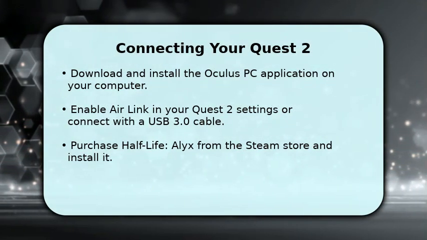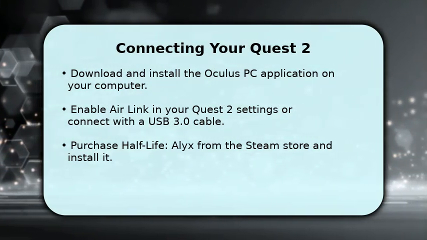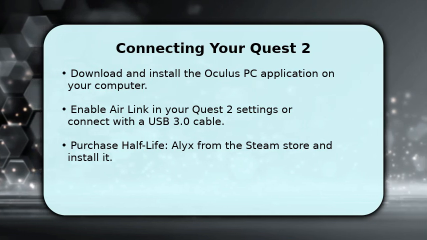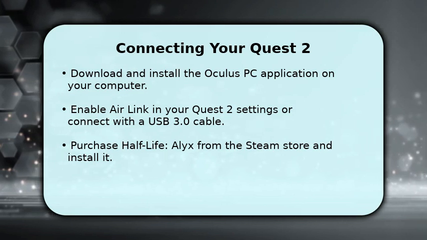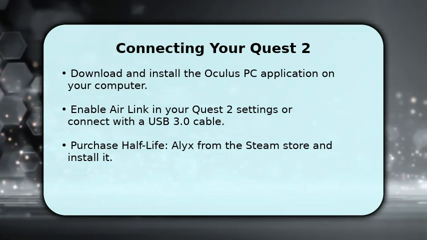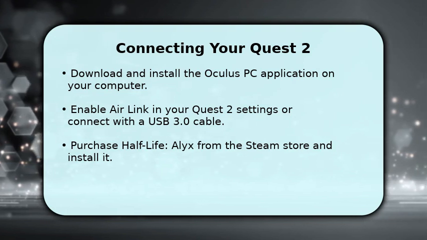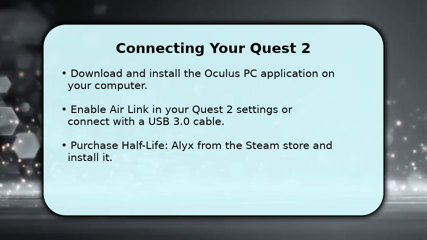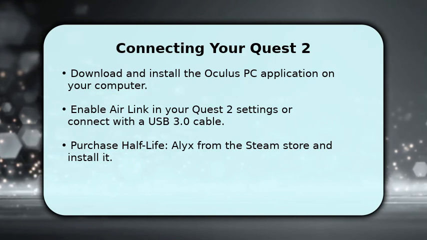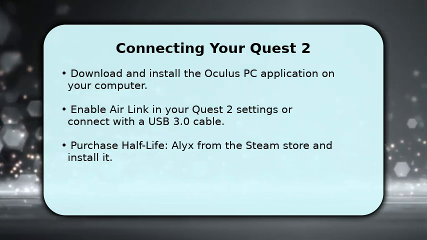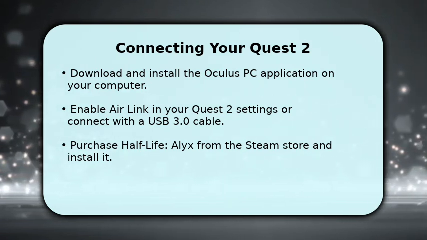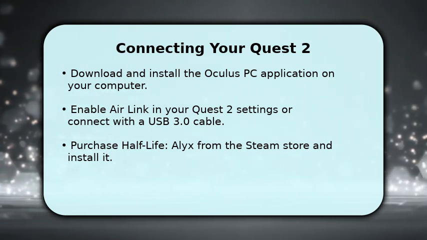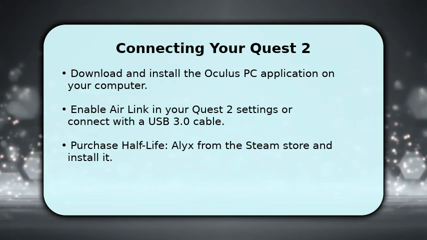To begin, download and install the official Oculus PC application on your computer. Once installed, you'll need to connect your Quest 2. You can do this by enabling Airlink within your Quest 2 experimental settings for a wireless connection, or by plugging in a high-quality USB 3.0 cable directly to your PC. After establishing the connection, acquire Half-Life Alyx from the Steam store and install it on your computer.